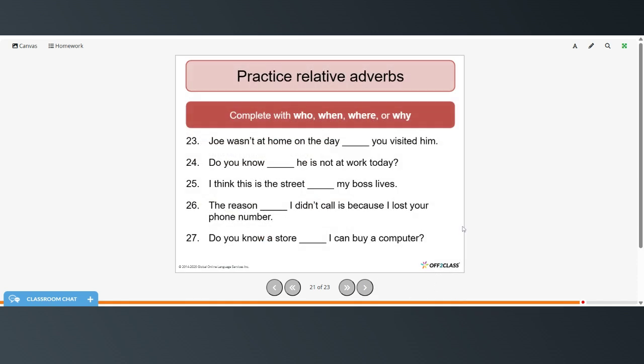Now complete with who, when, where, or why. Joe wasn't at home on the day when you visited him. Do you know why he is not at work today? I think this is the street where my boss lives. The reason why I didn't call is because I lost your phone number. And do you know a store where I can buy a computer?